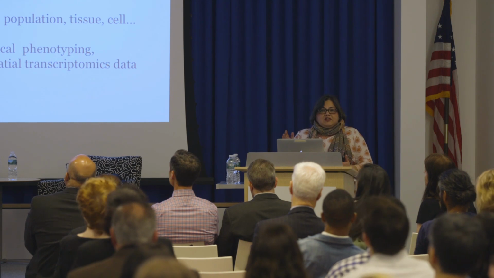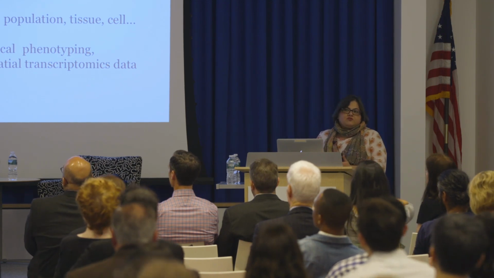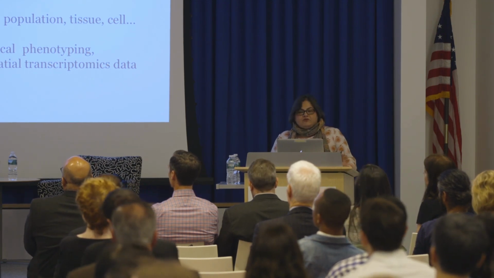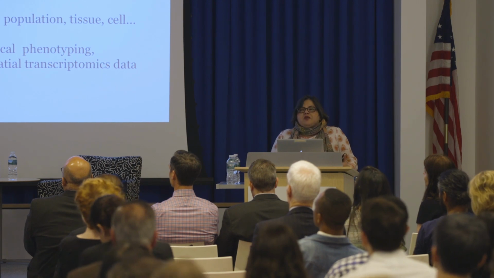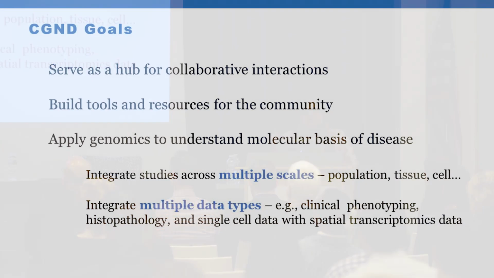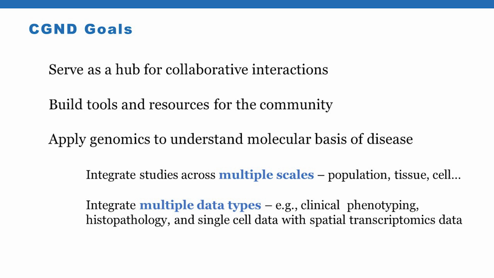So the CGND, because Center for Genomics of Neurodegenerative Disease is quite a mouthful, has three main goals: to serve as a hub for collaborative interactions, to build tools and resources for the community, and to apply genomics to understand the molecular basis of disease. And the way we do this is by integrating studies across multiple scales, population, tissue, cell, etc. You'll see in a second what that means.